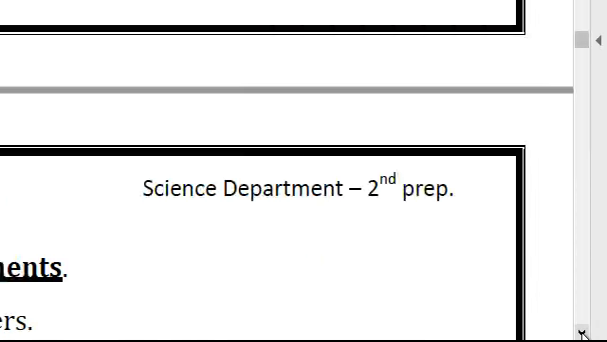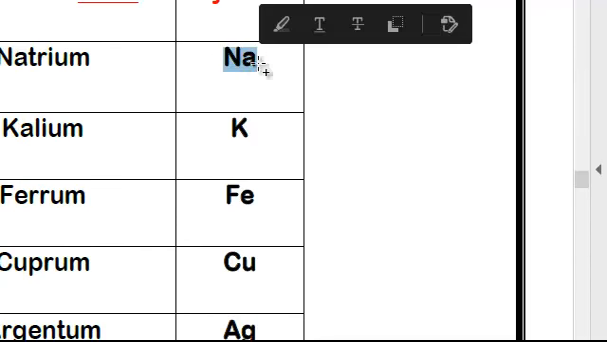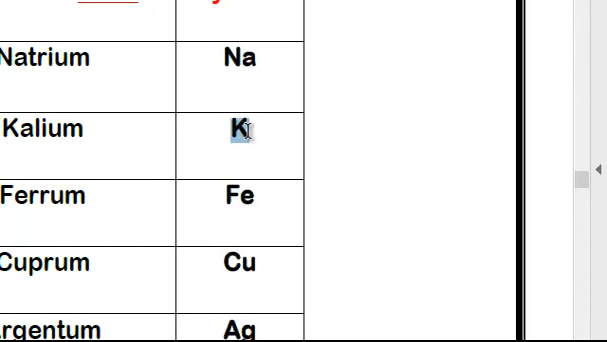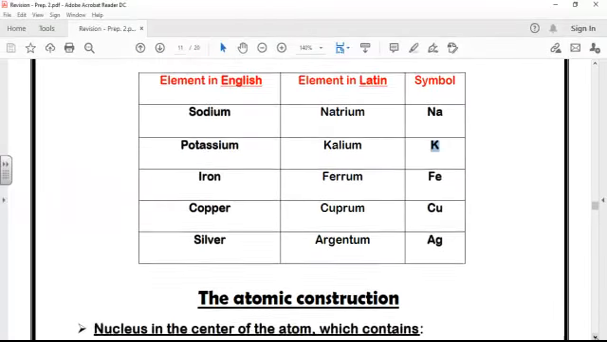You can find also a different part here. For some elements we took the Latin name, like sodium, whose Latin name is natrium, so Na, and potassium, K, and the same for the other elements.